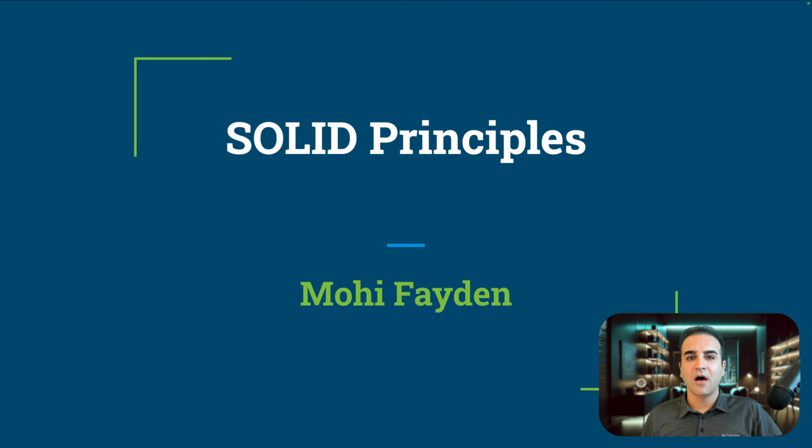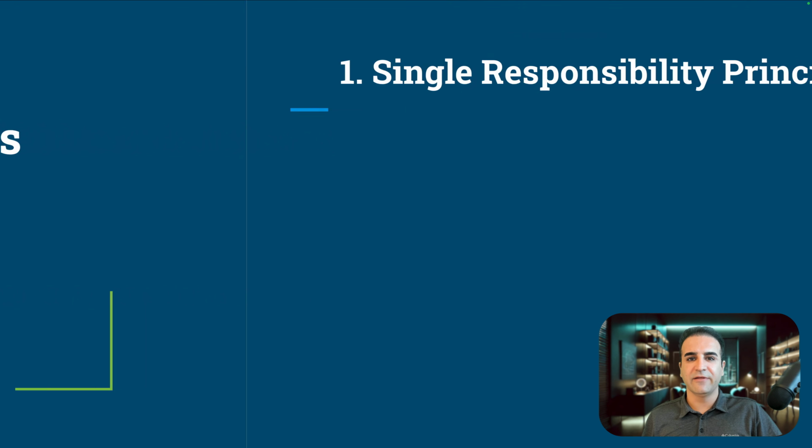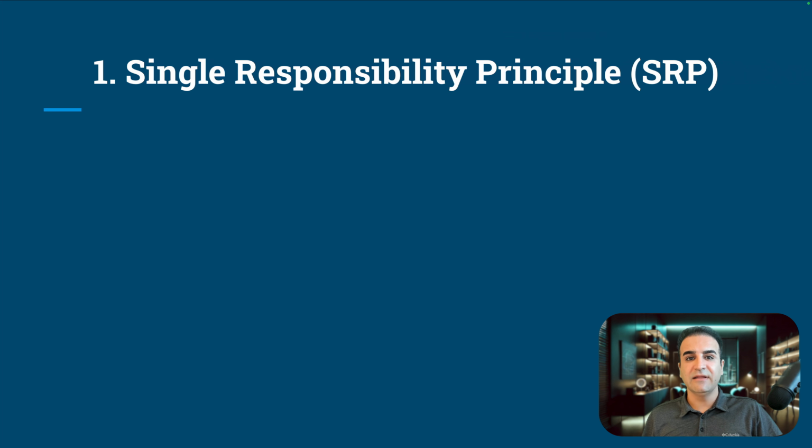5 foundational design principles for writing cleaner, more maintainable, and scalable code. Whether you're new to programming or have years of experience, understanding these principles is essential for building robust and professional software. Let's get started. Alright, let's begin with the Single Responsibility Principle, or SRP.